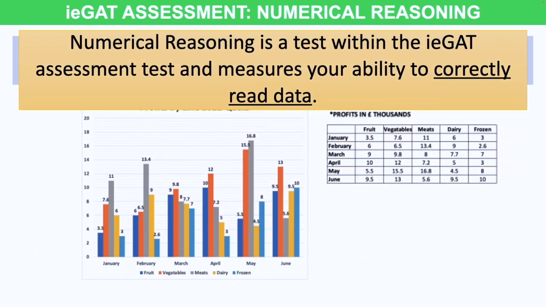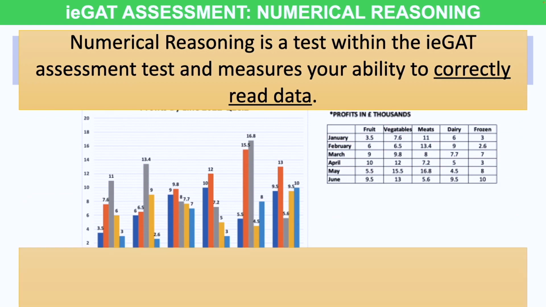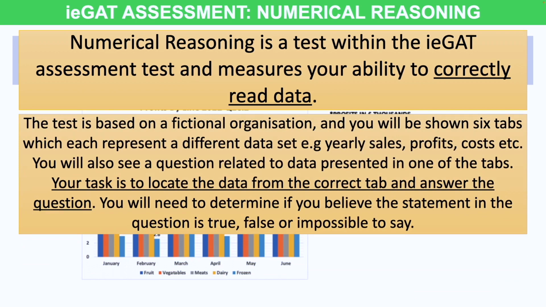So numerical reasoning is a test within the ieGAT assessment test and measures your ability to correctly read data. The test is based on a fictional organization, and you'll be shown 6 tabs or a certain number of tabs which each represent a different data set. For example, yearly sales, profits, costs, and so on. And you will also see a question related to the data presented in one of those tabs. Again, I'm going to show you exactly what I mean in a second.